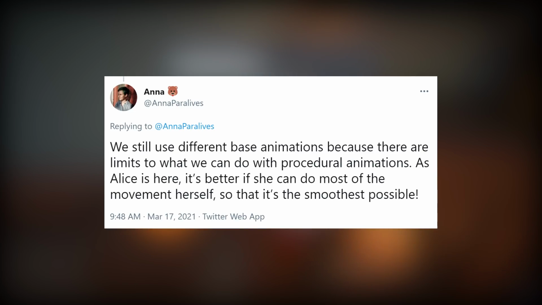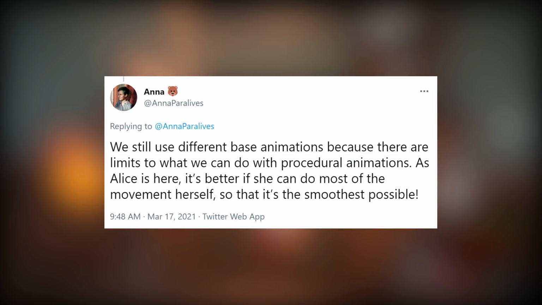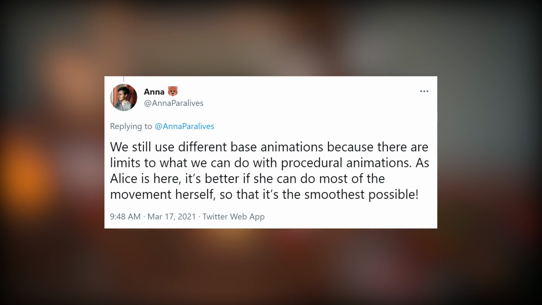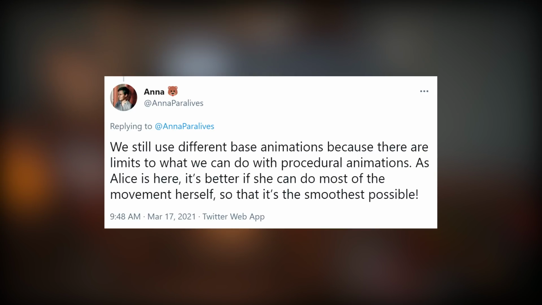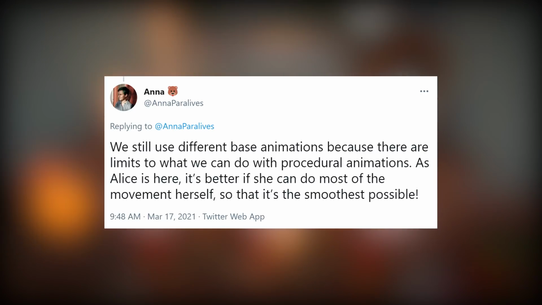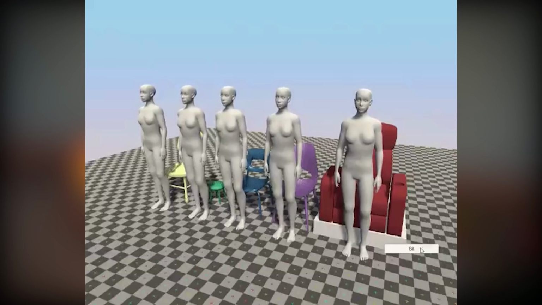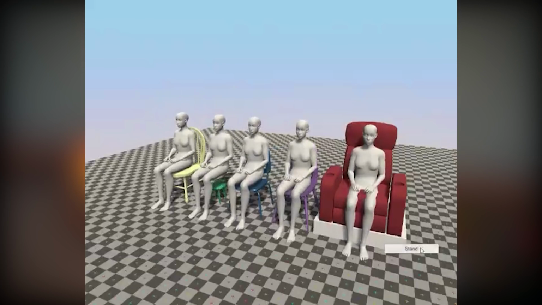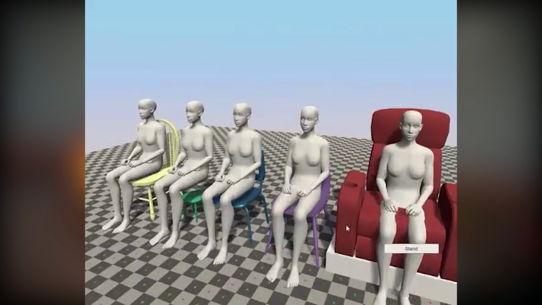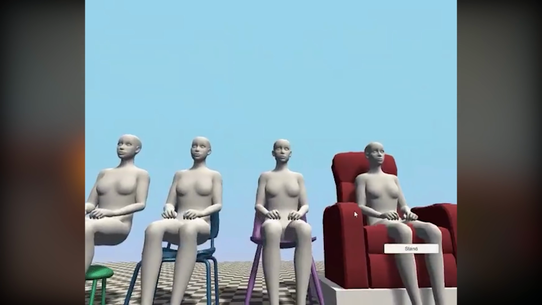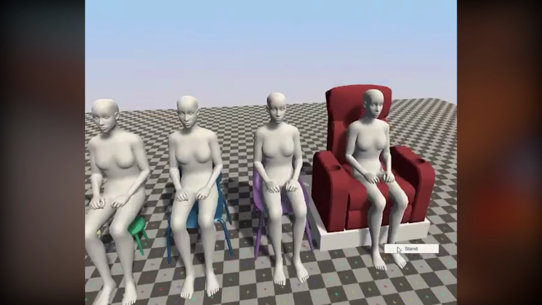And it continues, we still use different base animations because there are limits to what we can do with procedural animations. As Alice is here, it's better if she can do most of the movement herself so that it's the smoothest possible. That doesn't solve our main problem yet. It can adapt to 3 different heights, but what about everything in between? To have a more visual understanding of what the problems are, let's import these animations into Unity and check what it looks like on different chairs.